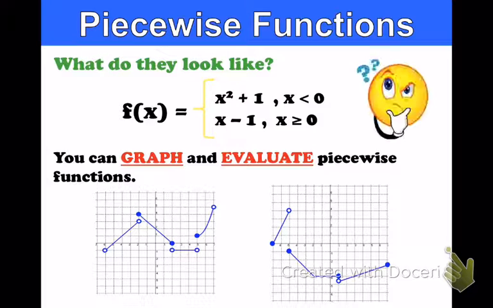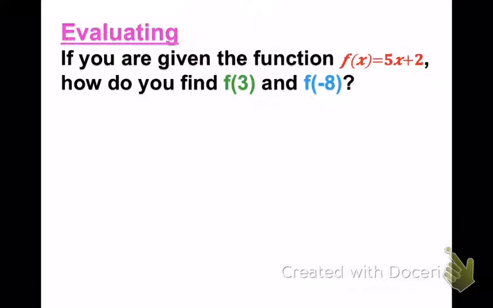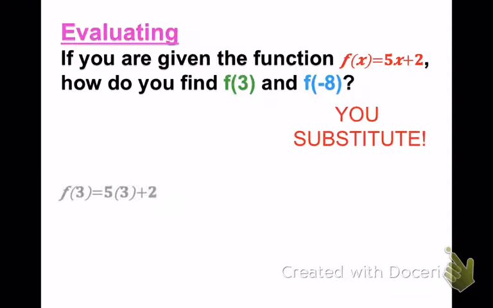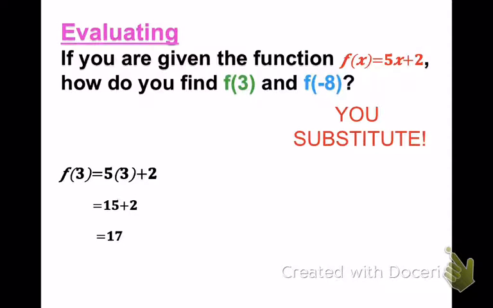So let's go ahead and get into actually how do you evaluate a piecewise function. So you can evaluate based on the given graph or based on the actual function itself. So let's look at just going back to evaluating a regular function. We know how to find f of 3 and f of -8 for the function 5x plus 2. You're not writing this down, but just as a quick recap, all you do is substitute. So you plug in the number 3 for f of 3. So 5 times 3 plus 2, 15 plus 2 is 17. If I did f of -8, I plug in the number -8. I get -40 plus 2, which gives me -38. You guys know how to do this. You've done it a million times.